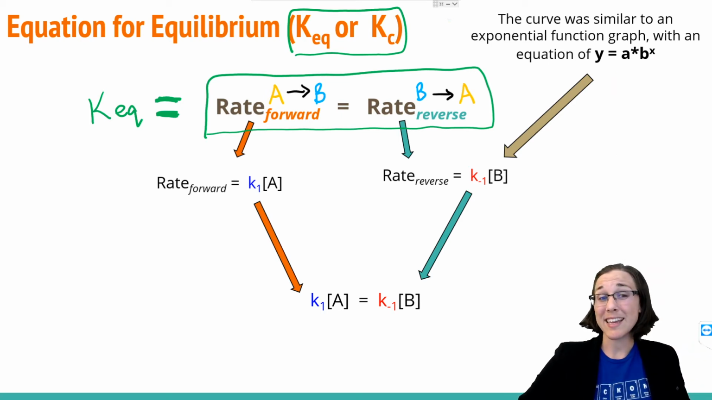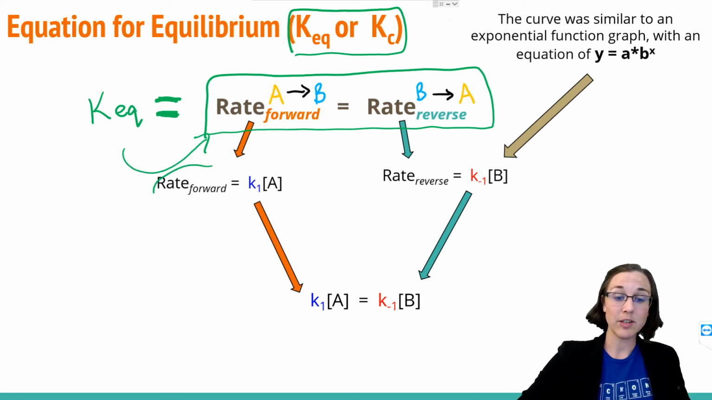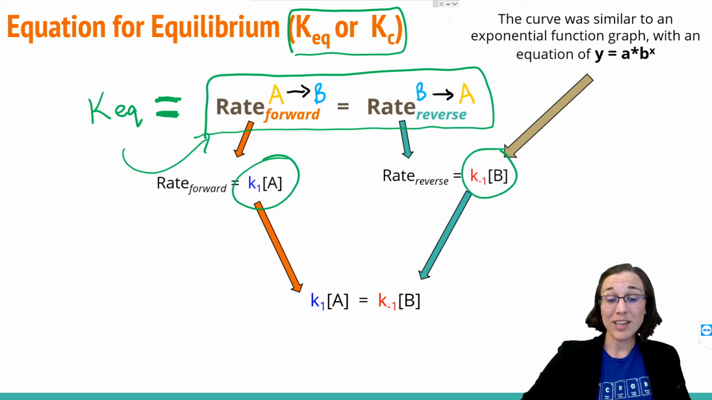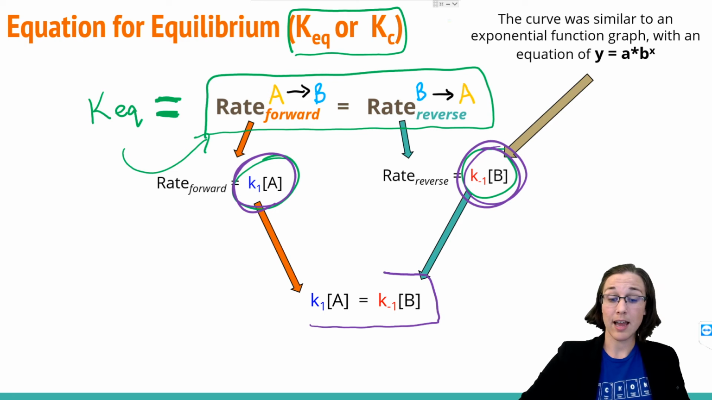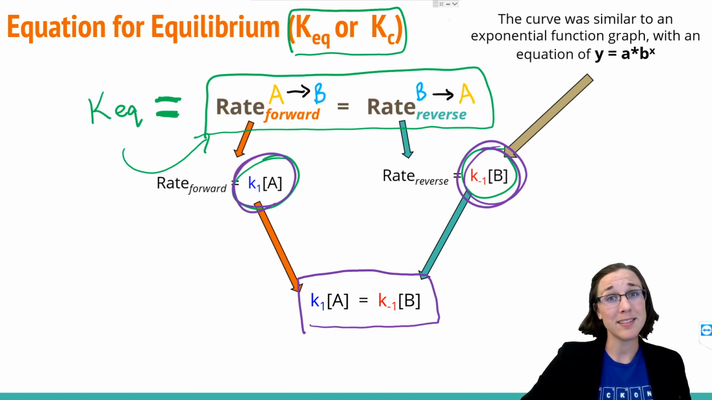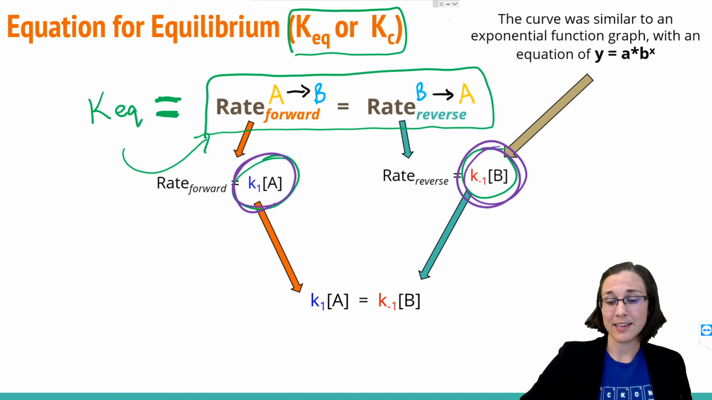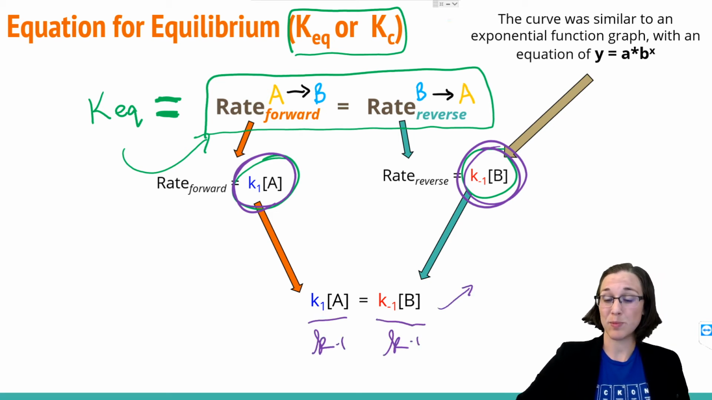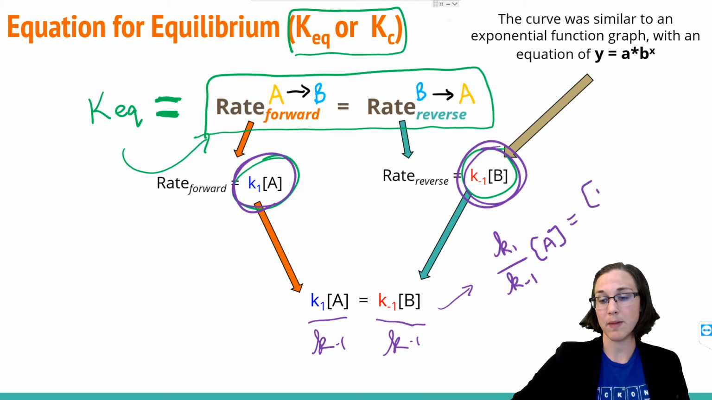So then what we can say is, okay, well, if KEQ is equal to this whole expression and each individual expression is equal to that, then we can just set these parts of the equation equal to each other. k1 times the concentration of A is equal to k-1 times the concentration of B. Now in math, we want similar terms to be on the same side. So if we further manipulate this and divide each side by k-1, we then see our mathematical expression look like this. k1 over k-1 times A is equal to the concentration of B.